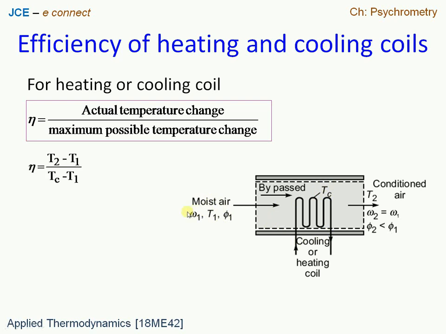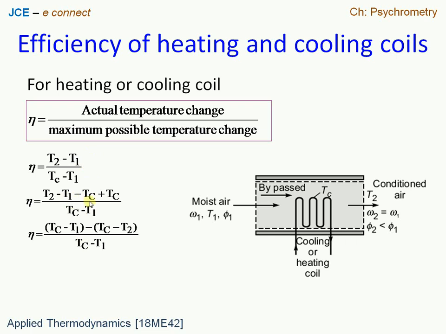So likewise, let us put that into the equation. We have exit temperature minus inlet temperature, which gives us the actual temperature change, divided by the maximum possible temperature change, that is the cooling coil temperature minus the temperature of the moisture at the inlet. So one can introduce in the numerator plus TC and minus TC. Then one can group TC with T1, take the minus sign outside, and then we have TC minus T2. So we can get a modified equation of this form.